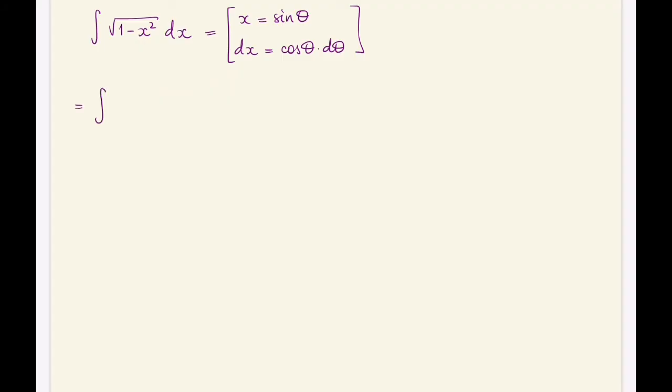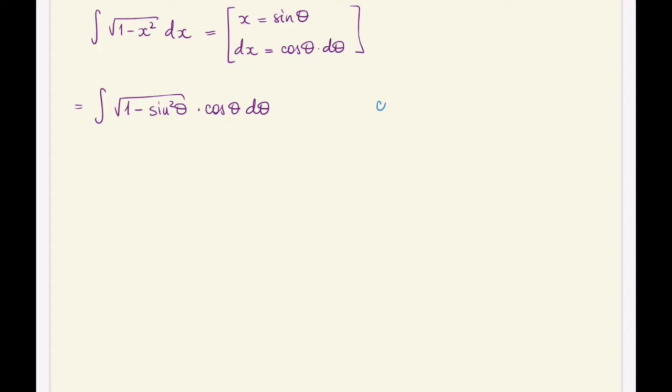So what we are going to have here is 1 minus x squared. Now x is sine theta, so I'm going to have sine squared theta, and then times dx, which is this expression here. So times cosine theta d theta. Now at this point, this is exactly where the basic trigonometric identity is going to show its usefulness, because I can replace this 1 minus sine squared theta with cosine squared theta.